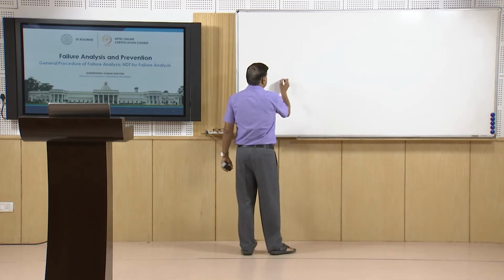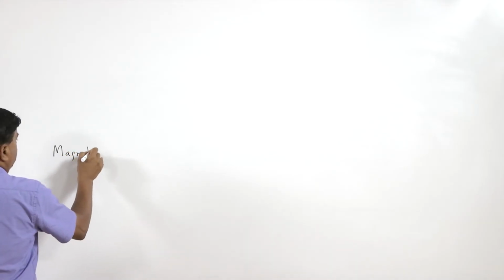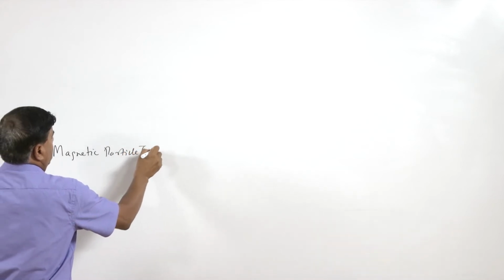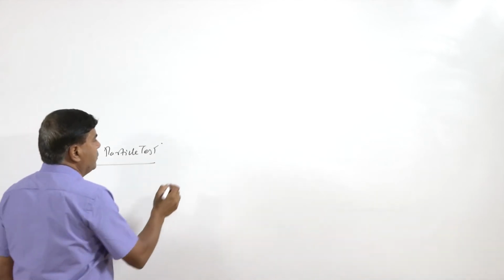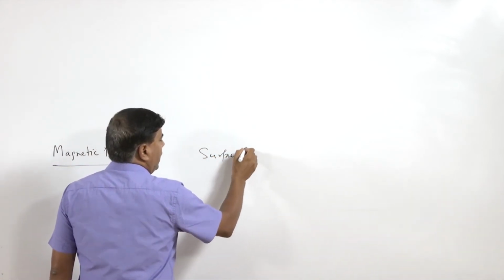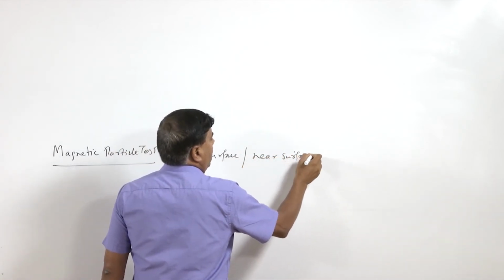The next method is the magnetic particle test. This test is basically used for surface and near surface defects.